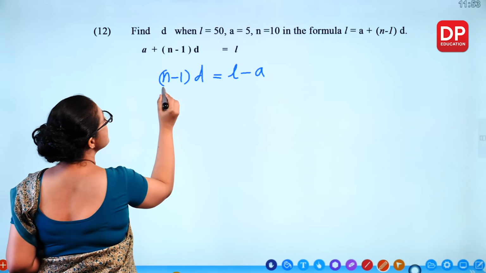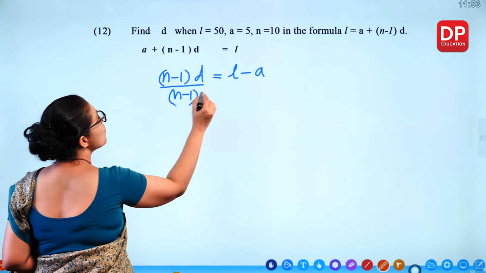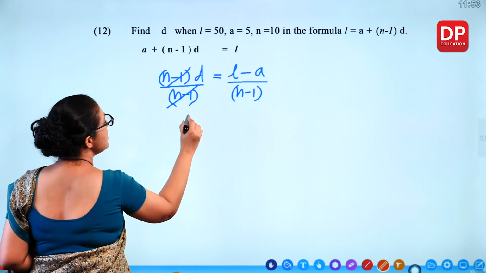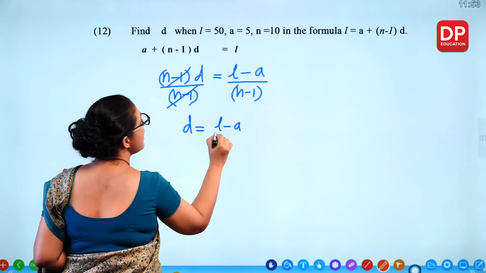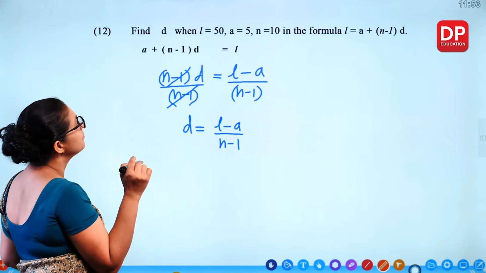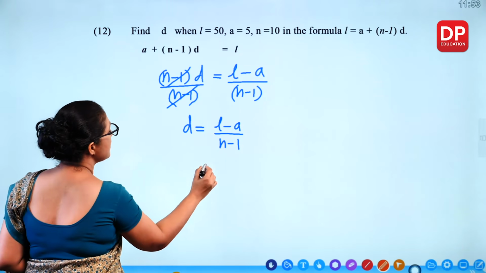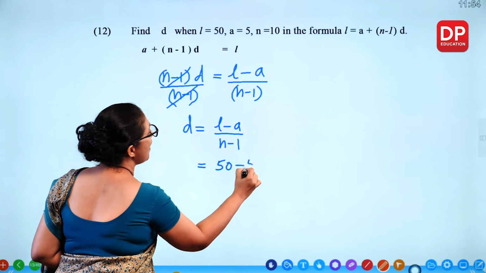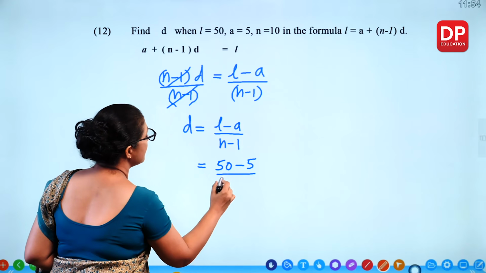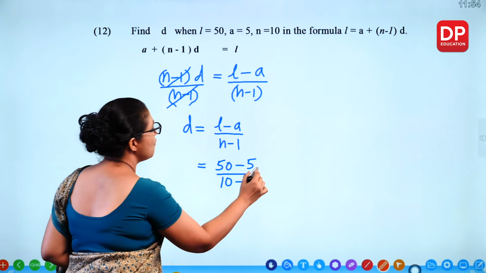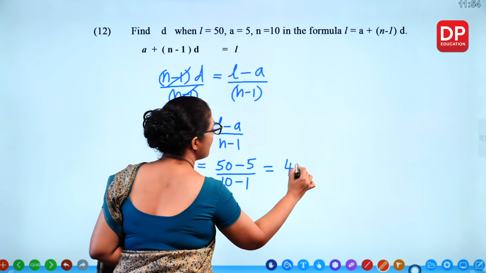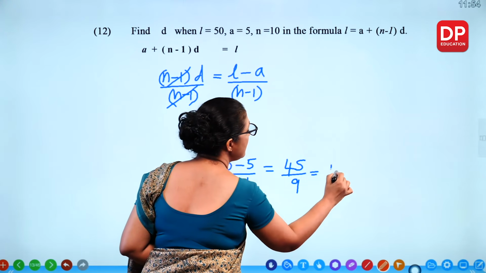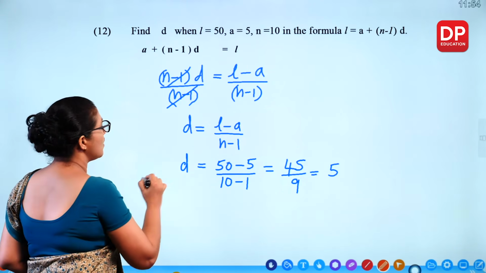Now you have to make d the subject. Divide by N minus 1 on both sides. So you get d equals L minus A over N minus 1. Now what are the values? Now you can substitute. L is 50. A is 5. N is 10. 50 minus 5 is 45. 10 minus 1 is 9. 45 divided by 9 is 5. So d equals 5.